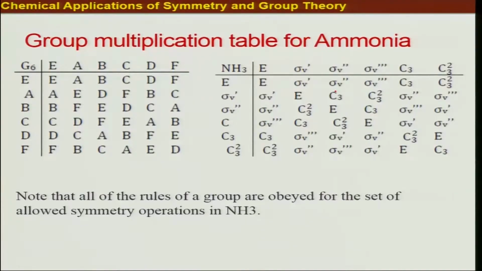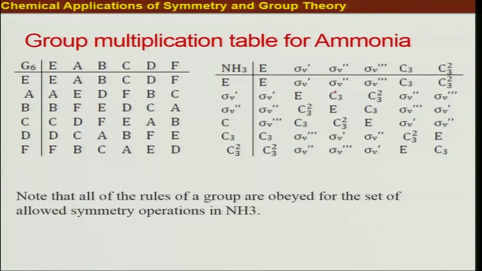Now, what you should do is to find out what is the similarity between these two, and once you have a close look at both the tables, one for G6 which is an abstract group, and this symmetry point group C3v, that is ammonia here, you will see that all the rules of a group are obeyed by this group multiplication table for ammonia. So, all the symmetry operations here follow the principles, which is already something that we know.